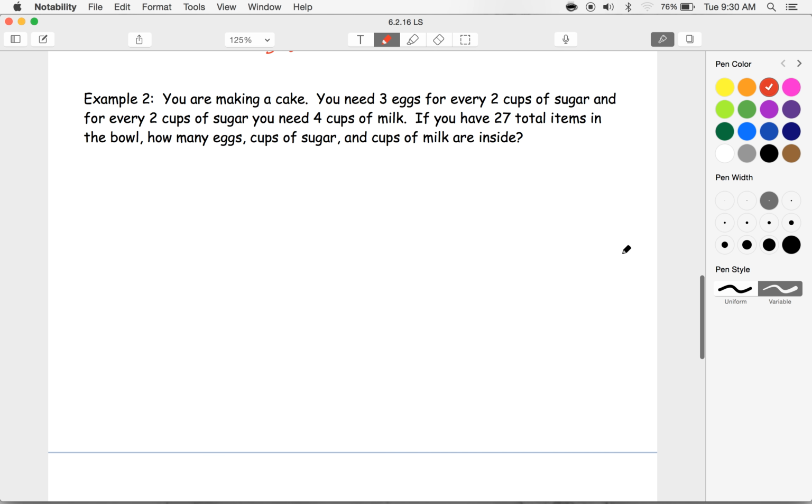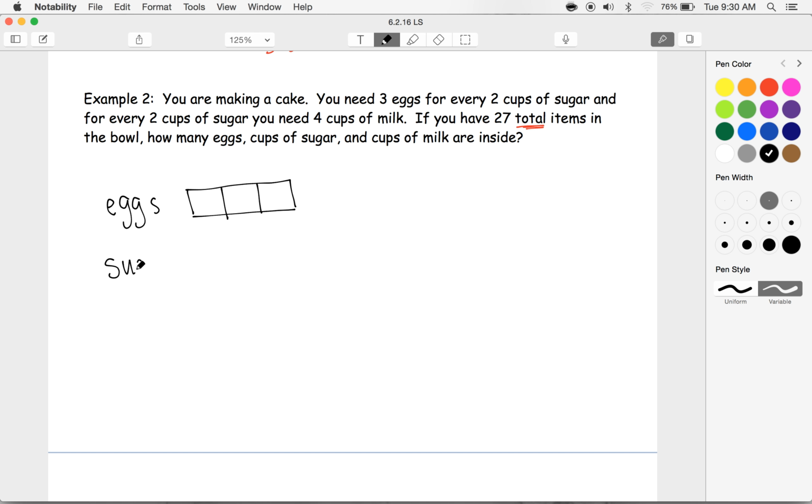All right, example 2, you're making a cake. You need 3 eggs for every 2 cups of sugar, and for every 2 cups of sugar, you need 4 cups of milk. If you have 27 total items in the bowl, how many eggs, sugar, and cups of milk are inside? So we talked about eggs, and it said there were 3. I'm doing a tape diagram for this one. 2, 3. And that's for every 2 cups of sugar.